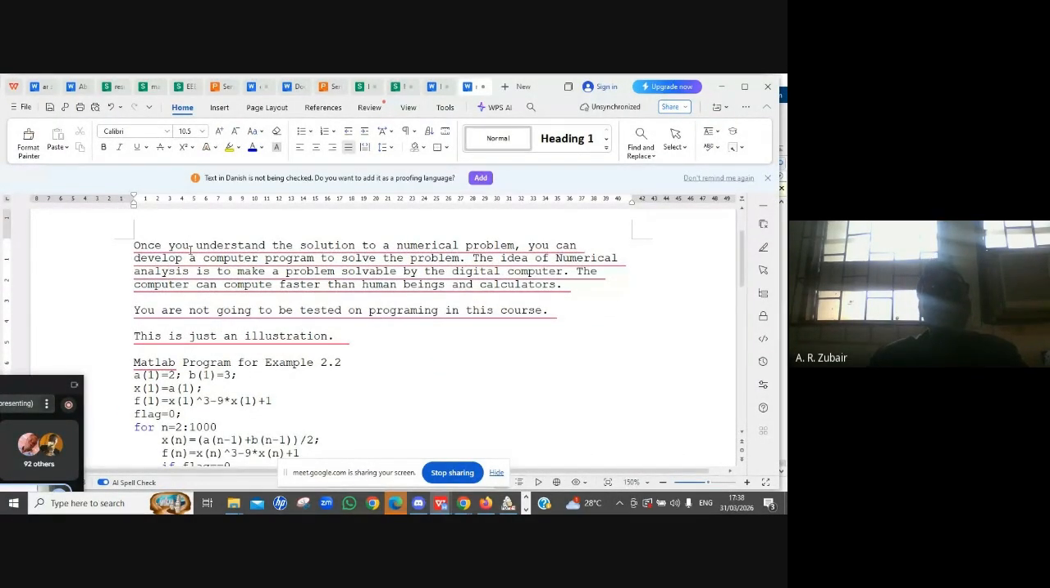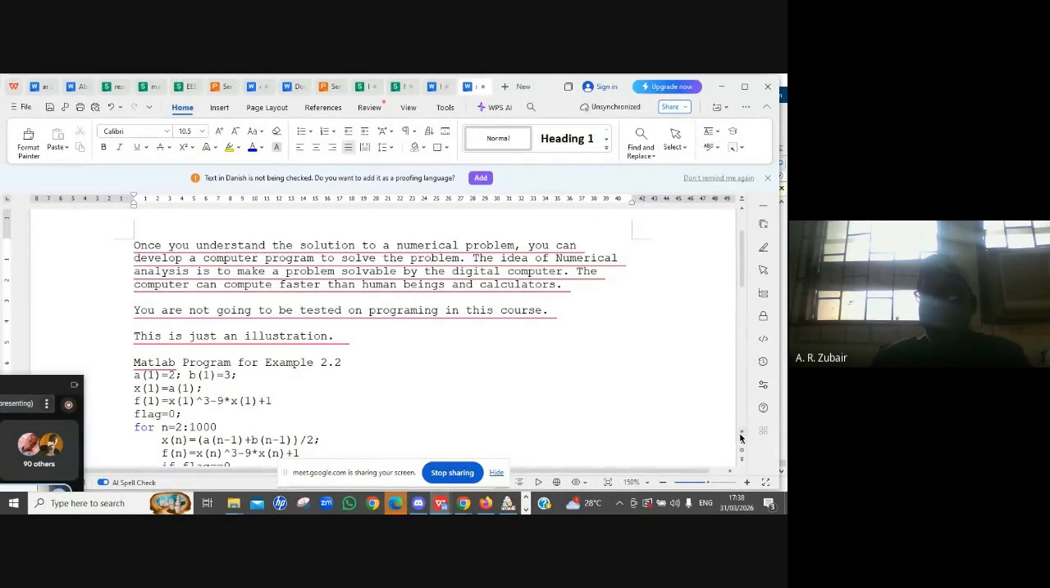I said, once you understand the solution, I will post this document on the group. Once you understand the solution to a numerical problem, you can develop a computer program to solve it. The idea of numerical analysis is to make a problem solvable by the digital computer. The computer can compute faster than human beings and calculators. You are not going to be tested on programming in this course, but it's good that you should know programming.